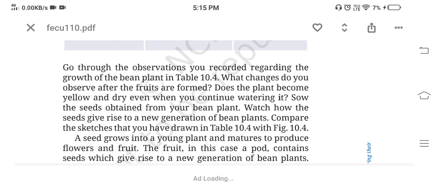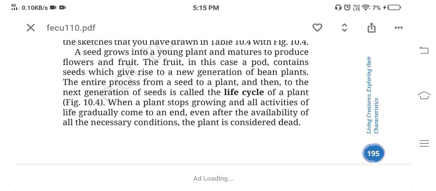Compare the sketches that you have drawn in Table 10.4 with Figure 10.4. A seed grows into a young plant and matures to produce flowers and fruit. The fruit, in this case pods, contain the seeds which give rise to new bean plants. The entire process of a seed becoming a plant and then producing the next generation of seeds is called the life cycle of the plant.